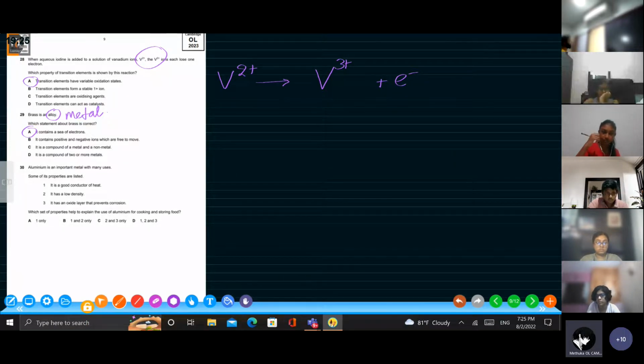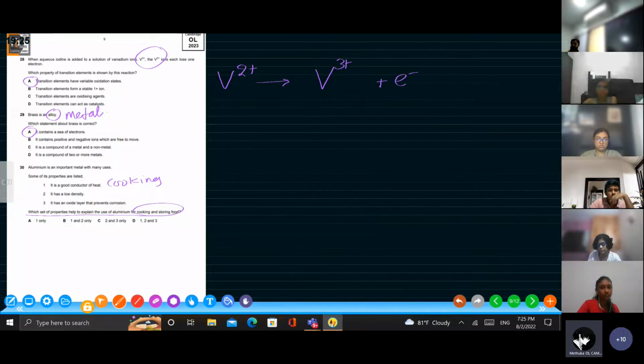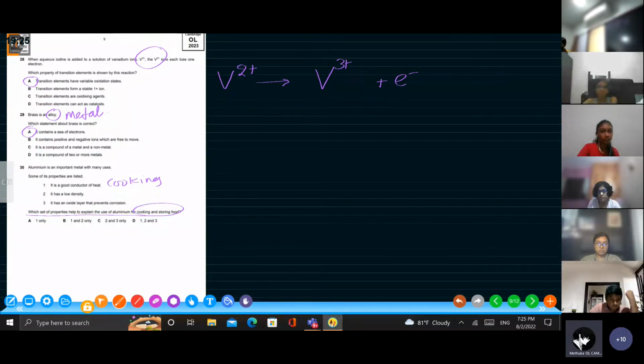Next. Aluminium is an important metal with many uses. Properties are listed. Which set of properties helps to explain cooking and storing food? Good conductor of heat? Yes, cooking. Otherwise, you can't cook. It has low density? Yes, otherwise the housewife will build some biceps. It has an oxide layer that prevents corrosion. Yes, therefore I feel like all the properties are important.